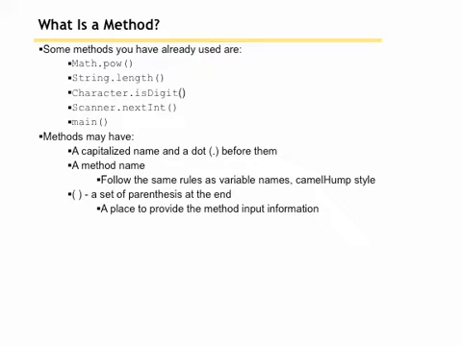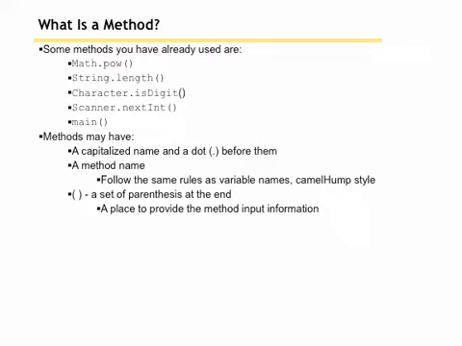Some methods we've already used are Math.pow, String.length, Character.isDigit, Scanner.nextInt, and the main method, which is the entry point to every Java application. Methods may have a capitalized name and a dot before them. That's the class name. So when we see Math.pow, Math is the name of the class, and we are connecting it with the method name by that dot.